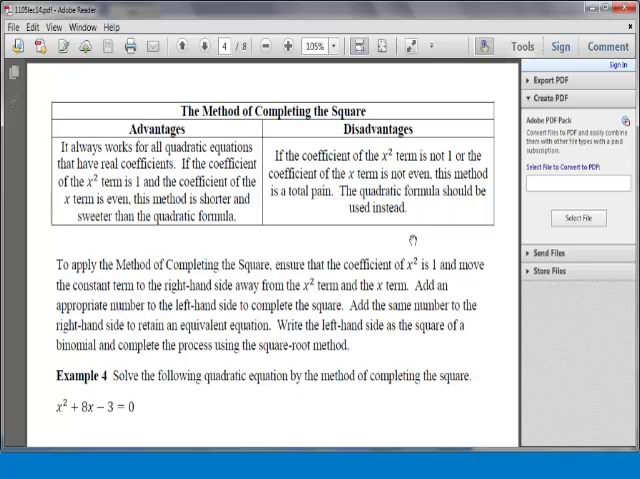Disadvantages of the method of completing the square? Well, if the coefficient of the x squared term is not 1 or the coefficient of x is not even, we get fractions, we get ugly fractions, and we probably want to stay away from the ugly fractions because that leads to ugly radicals that have to be simplified. So it can be a total pain. In that case, we would use the quadratic formula instead.